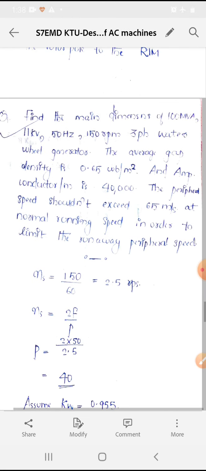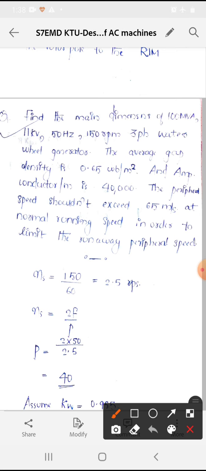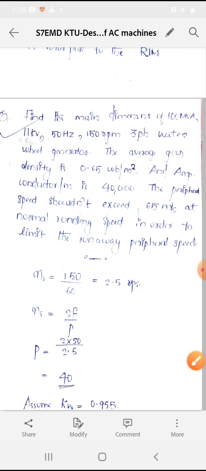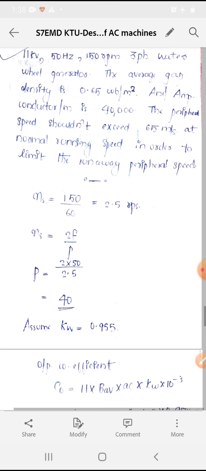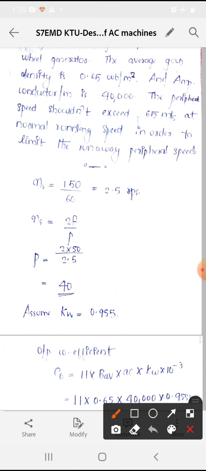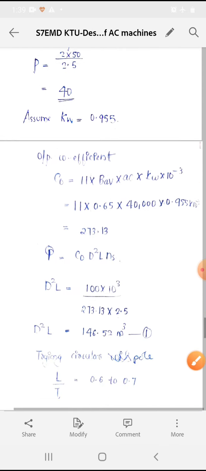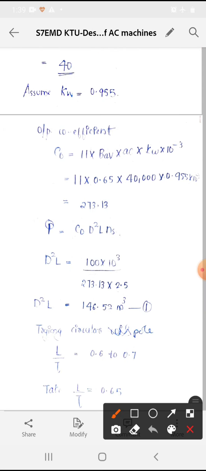Also in this question, Q is given in MVA, so we need to convert that into kVA since the equation is in kVA. Next, it is not mentioned which type of pole is used, so we have to find out whether it is a rectangular or circular pole. So first we have to find the synchronous speed in RPS. Next we need to find the number of poles, and then we have to assume the winding factor as 0.955. So we know the equation as C0 D square L ns.